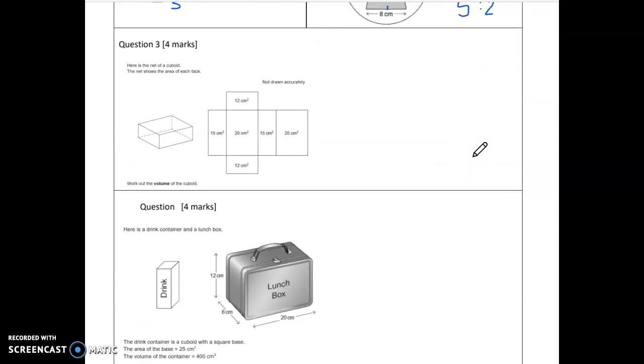So question 3. Here's the net of a cuboid. So the net shows the area on each of these faces. So work out the volume of the cuboid. Right, okay then. So we know that's 20, so we know that's... So what we need to do then is we need to work out the height of it, also the length of it and the width of it, because then the volume is going to be height times width times length.